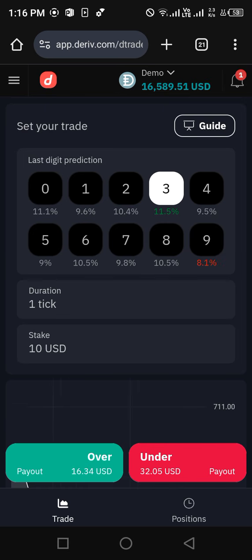The recovery for over 3 is only 3 times your stake, so you only need 3 times your stake to recover your loss in over 3. So it's a very nice market. It's a market that you can become very consistently profitable with. It's a market that you can become profitable with without stressing yourself.